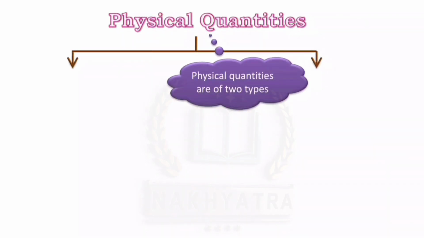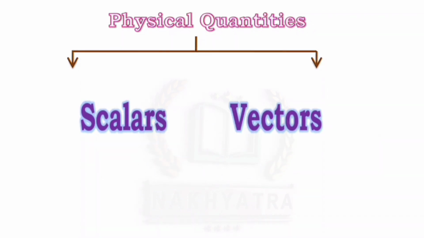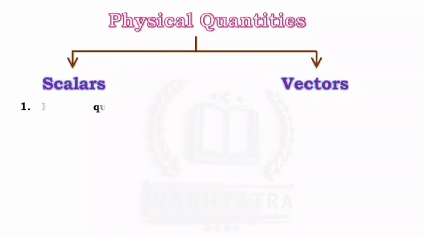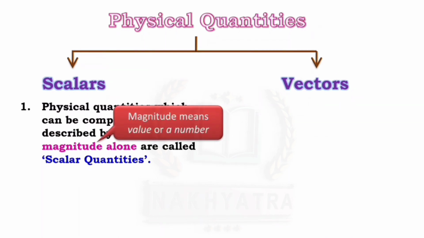Now, physical quantities are of two types. So they are scalars and vectors. Now see, for scalars, physical quantities which can be completely described by their magnitude alone are called scalar quantities. So in scalar quantities, we can only describe by their magnitude and it has no direction. So here magnitude means value or a number.